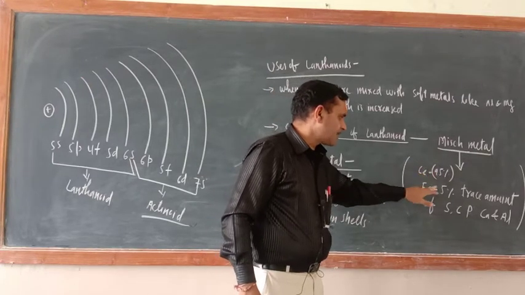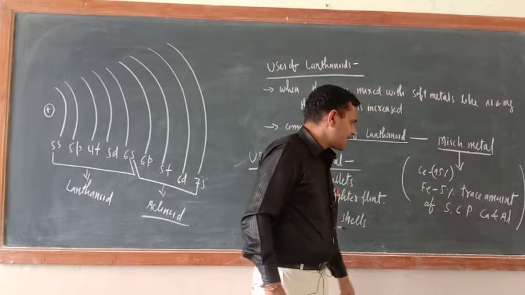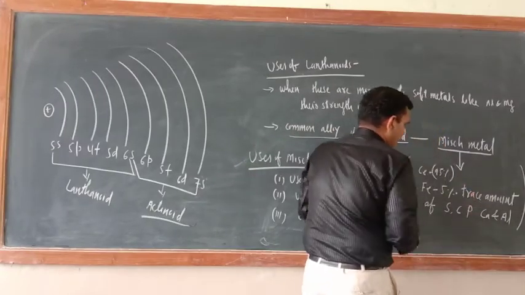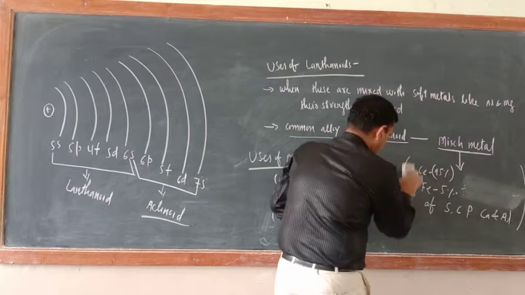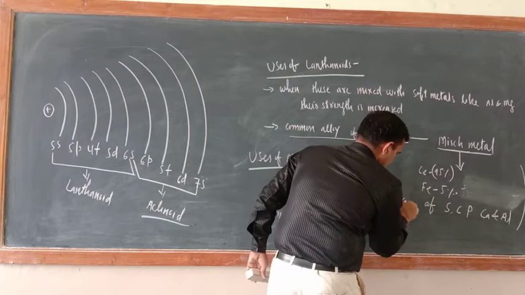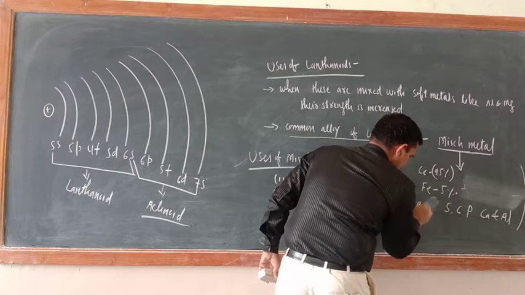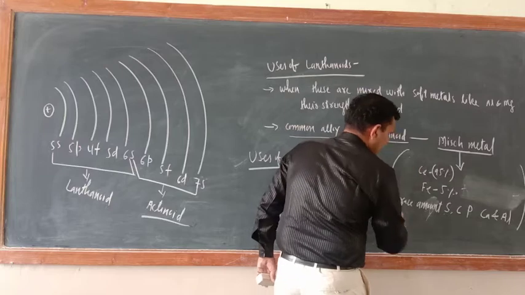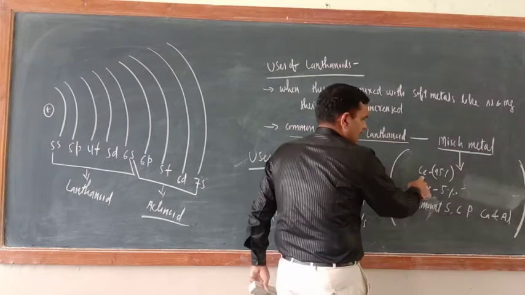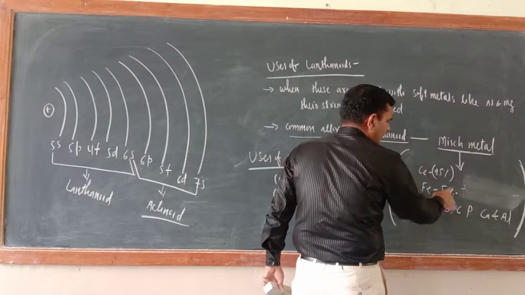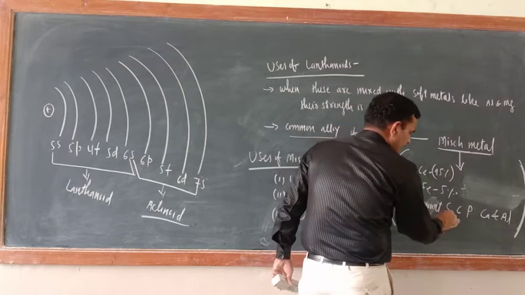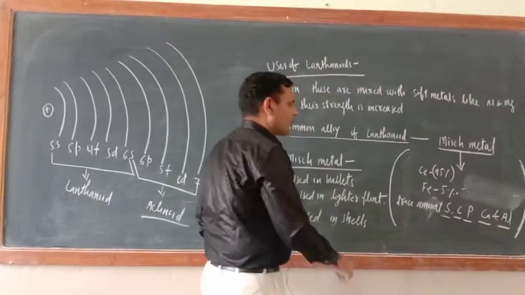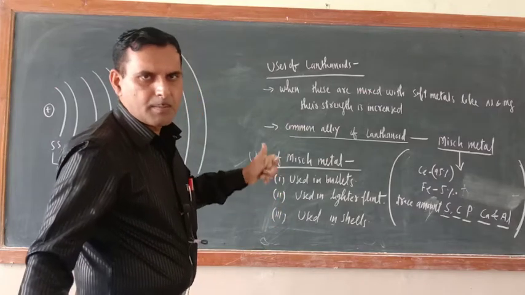Now what is the chemical composition of misch metal? Cerium 95%, iron 5%, and trace amounts of sulfur, carbon, phosphorus, calcium, and aluminium. Okay, this is the chemical composition of misch metal.